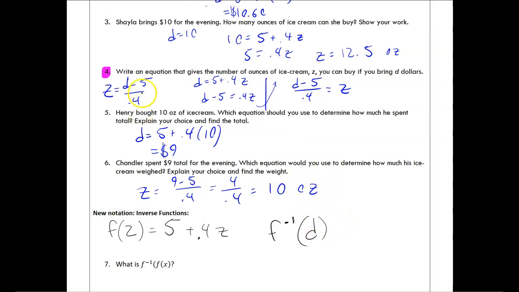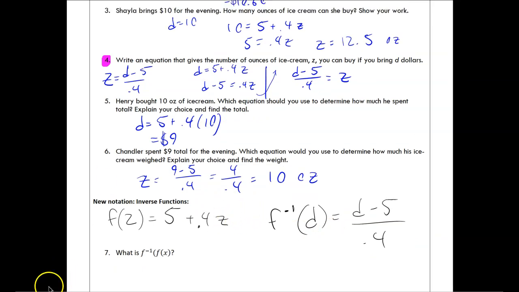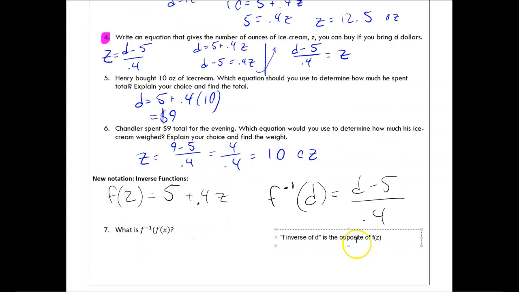Well, f inverse was my equation for Z, right? So it would be f inverse of D equals (D minus 5) over 0.4. Okay? The way I read this, just so you sound scholarly, is f inverse of D, and it's important to note that it's the opposite of f of Z. And when we say opposite, that really means what it has always meant for us in mathematics, which is that they undo each other. So let's investigate that here with question 7.